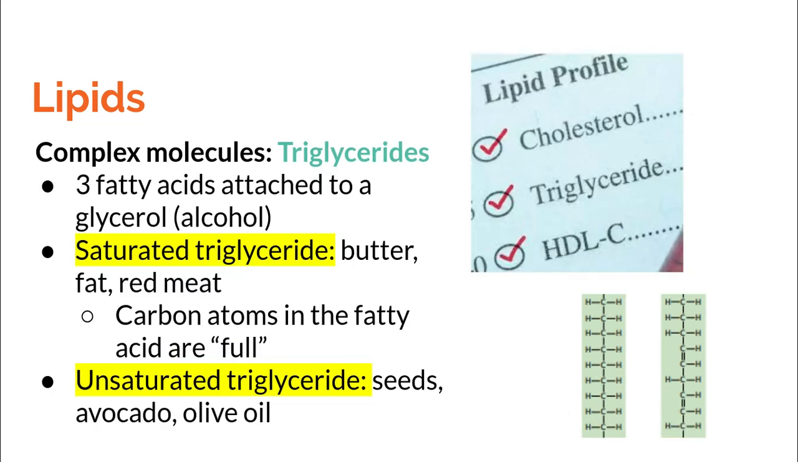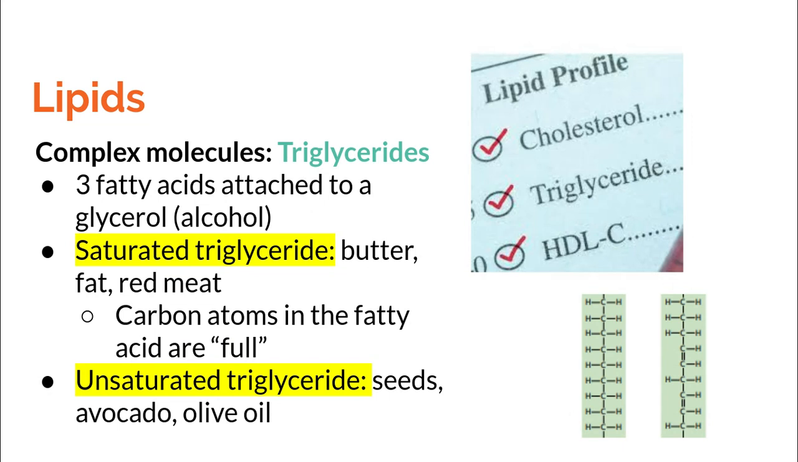When we're talking about the complex molecules of lipids, there's a few different molecules that we need to talk about. So it's not like in the other molecules where we had one monomer and more or less one polymer. We've got a few different variations to go over. So the first complex molecule on the list is called a triglyceride.